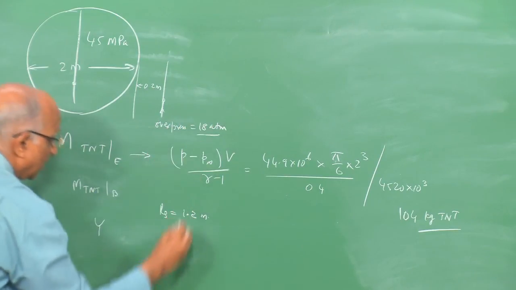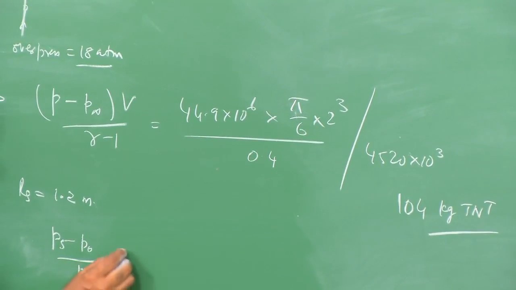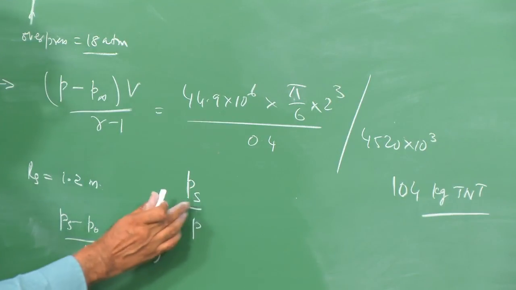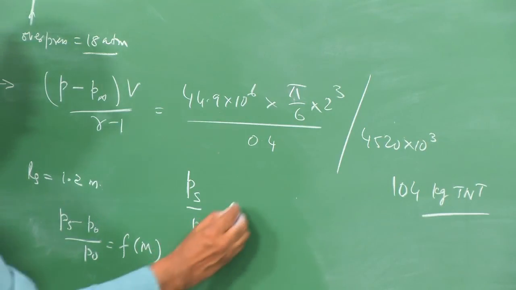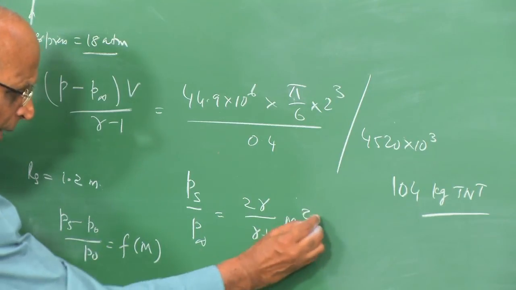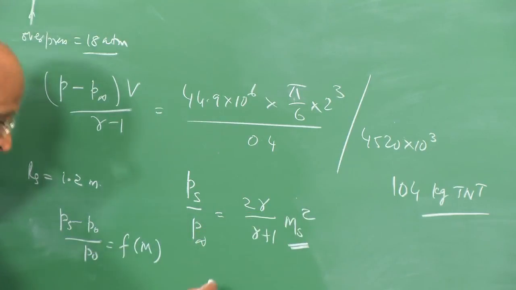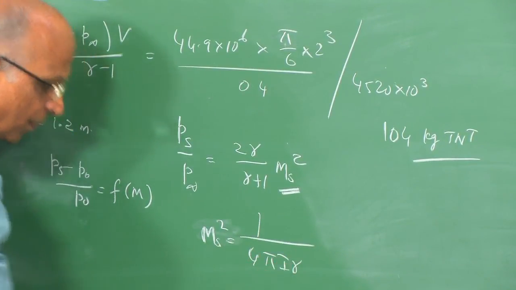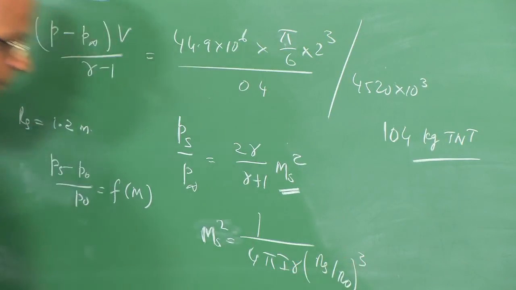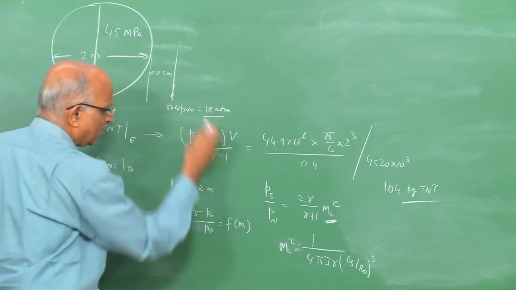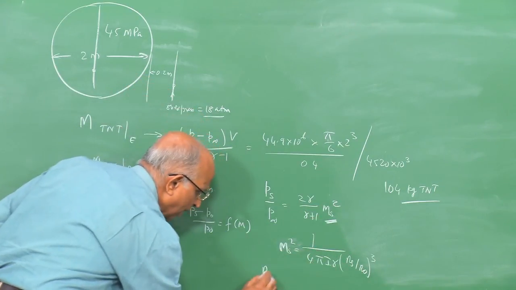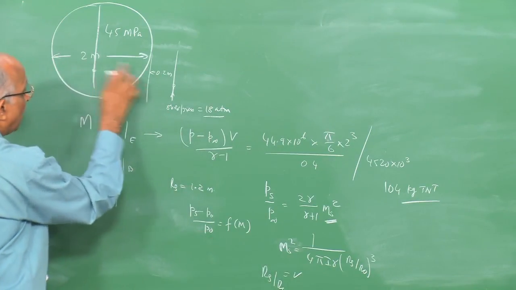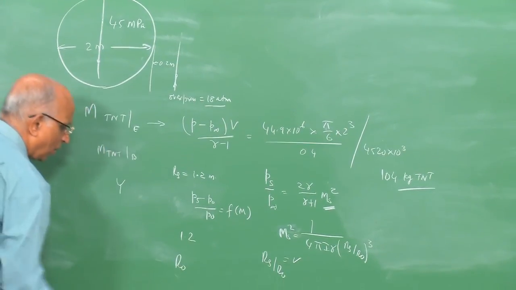I know the overpressure is 18, therefore I have the relation between Ps minus P naught divided by P naught as a function of Mach number. For a shock wave, the pressure behind the blast wave divided by the ambient pressure is equal to 2 gamma divided by gamma plus 1 into Ms squared. This is for a strong shock, and I can calculate the value of Ms. From Ms, I can write Ms squared is equal to 1 over 4 pi gamma into (Rs by R naught) cubed, and for this value of Ms, which comes out to be around 4, I get the value of Rs by R naught. I know that in this case Rs is equal to 1 plus 0.2, 1.2, so I can calculate my value of R naught in meters.